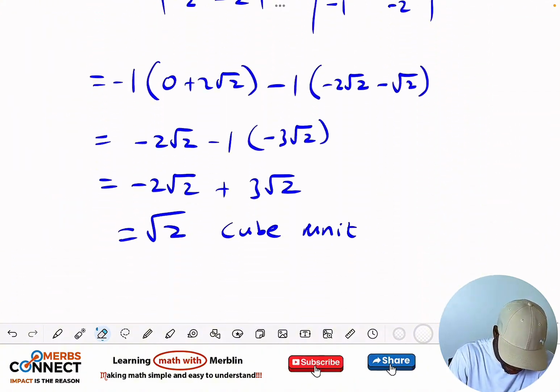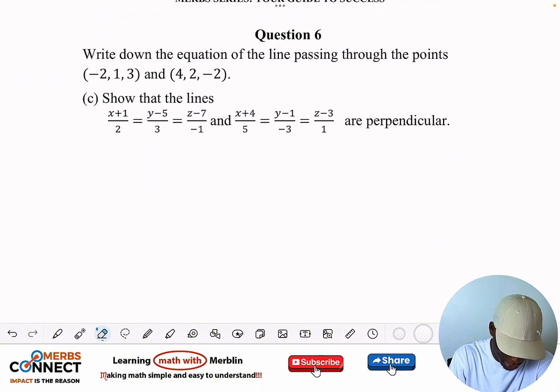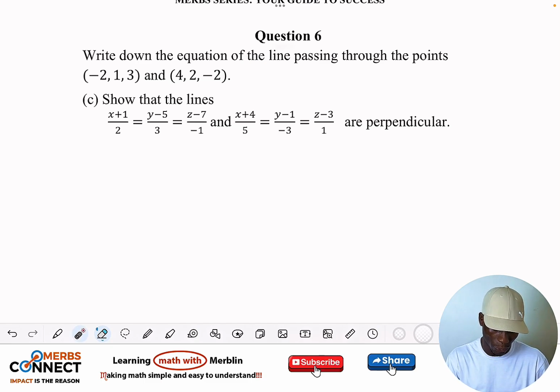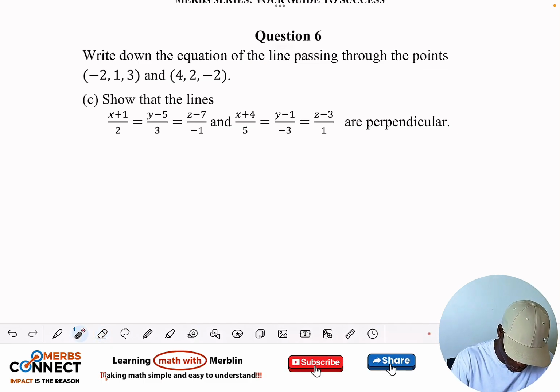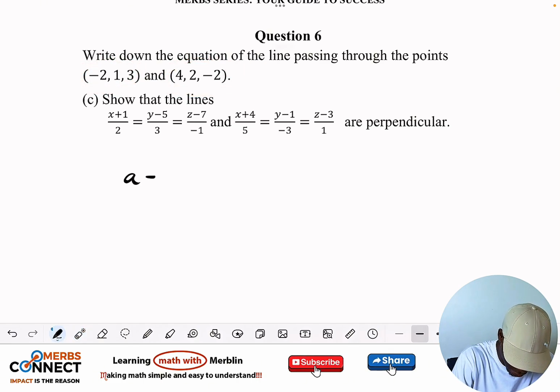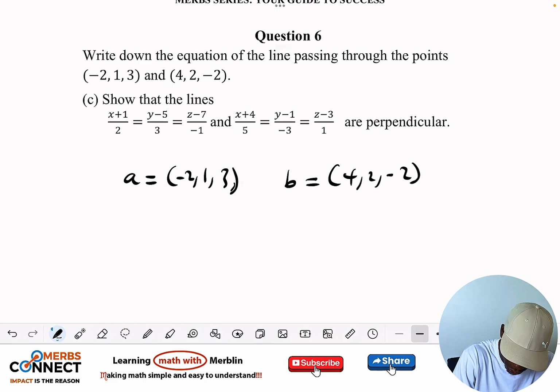So now let's look at the next question, which is question 6. Write down the equation of the line which passes through the points, this and that. So what I'm going to do is let this one be A and this one be B. So A is equal to minus 2, 1, 3, and B is equal to 4, 2, minus 2.